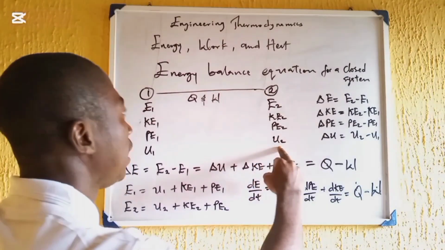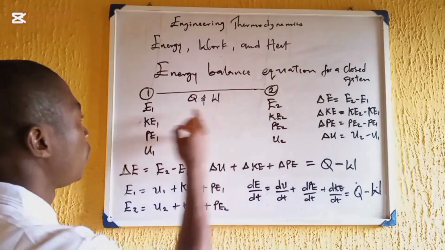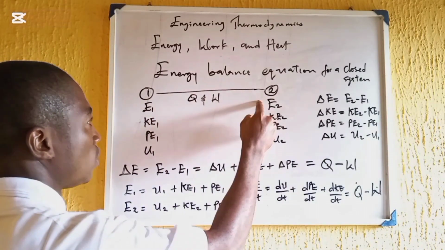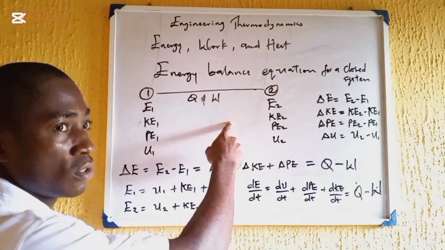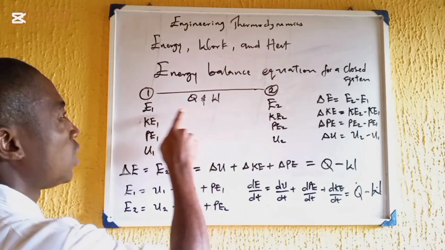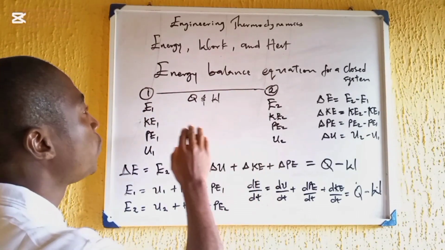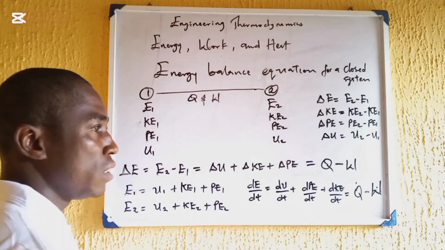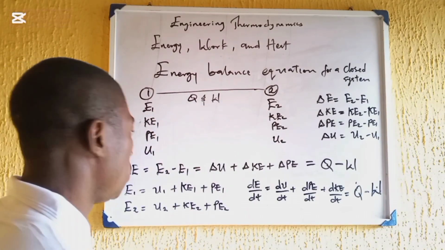Now you notice that I did not write Q and W under the states. Instead, I wrote them in between to show you that these are path functions. So they don't depend on the states, rather they depend on the process. Here we have Q and W, which are the means of transfer of energy.